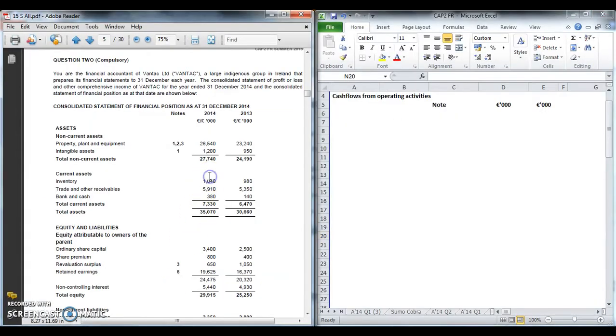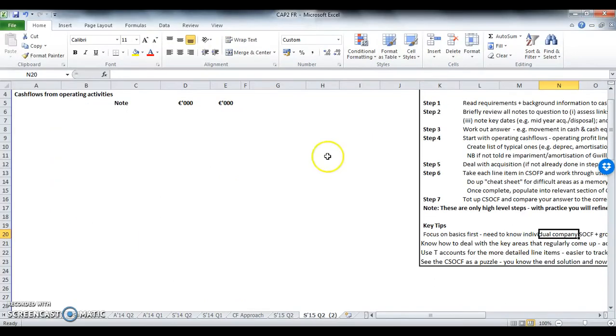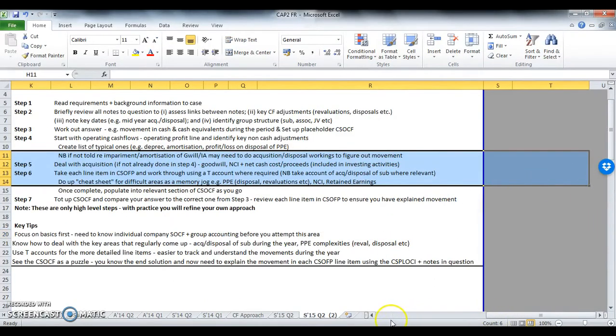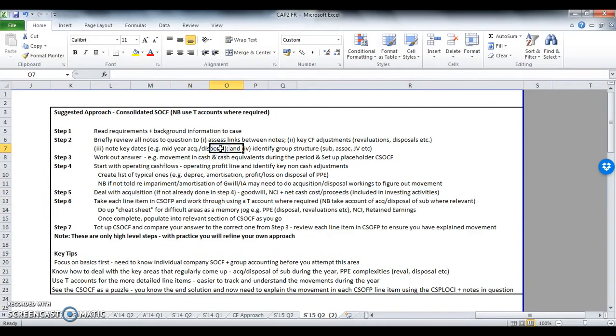So if we go to the question, what I like to do for students, whether you're doing question 1 or a group accounts question, is to have some approach. I've set one out here. You can pause this and take down any of the steps. It's a suggested approach to a consolidated SOCF. Some points are very similar to question 1, but some will change. Step 1 is to understand what's asked, if it's just an SOCF, and understand the information given, in particular the table of information and any unusual line items.